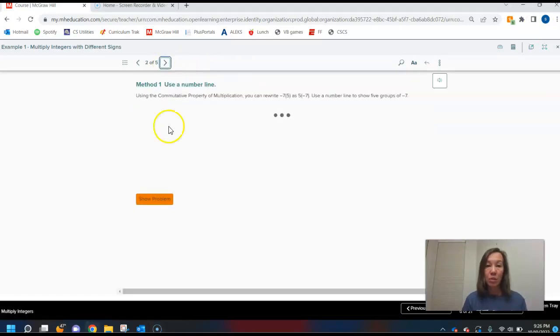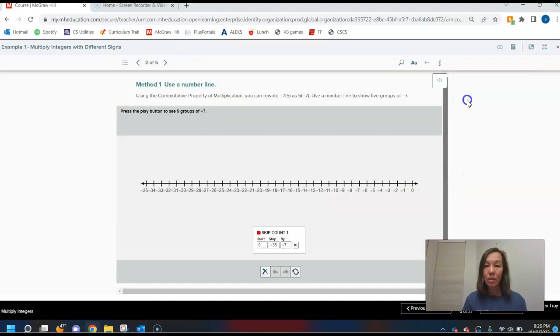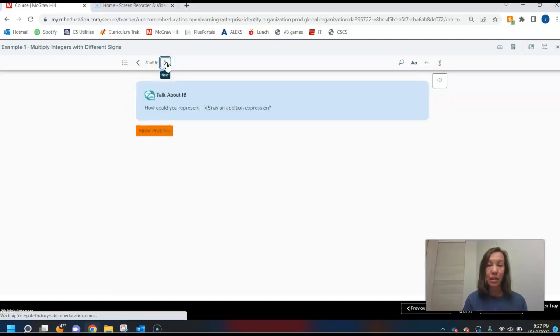But we can look at this another way. We can use a number line. So we can count negative 7 5 times and see that it goes to negative 35. We can use this rule that if they have different signs, the result is negative.